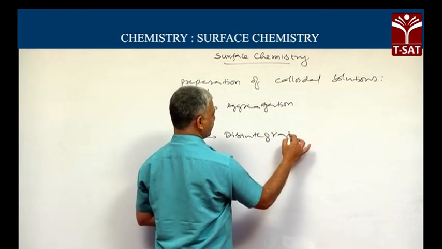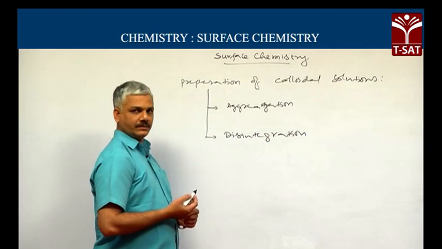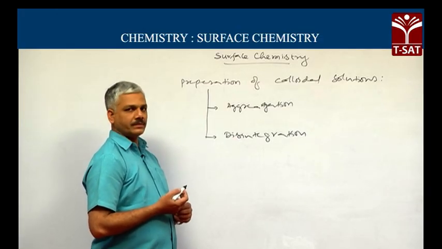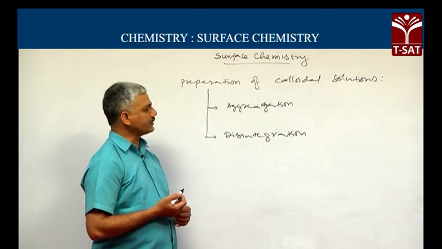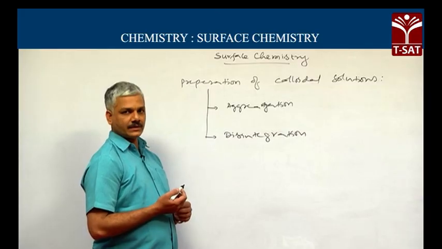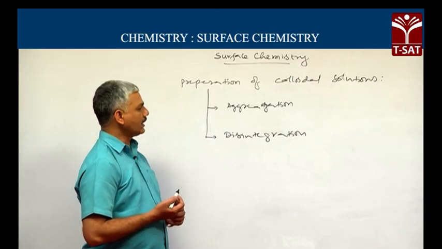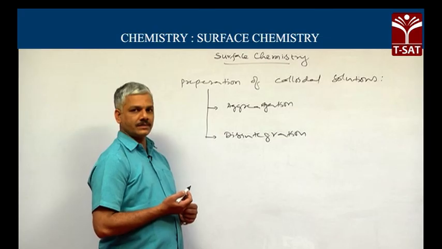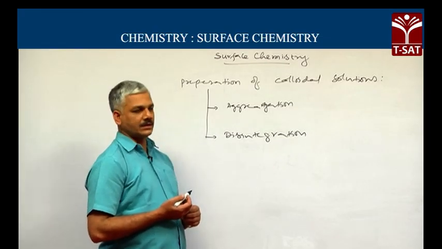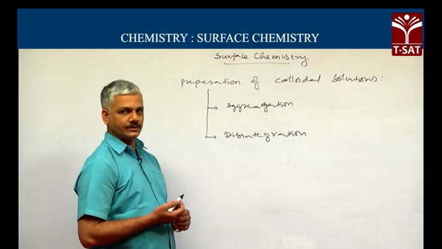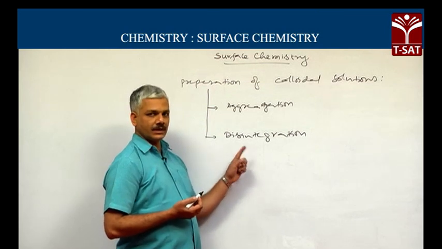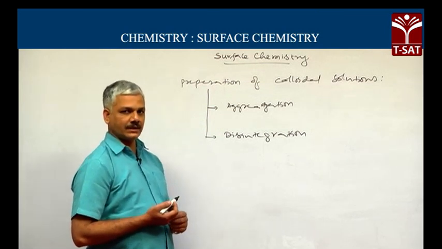Second method is known as disintegration method. In aggregation method, the solute particle size is increased to colloidal dimension. This can be achieved by means of chemical reactions like oxidation, reduction, precipitation, etc. In disintegration methods, the particle size is reduced to colloidal dimensions. It can be achieved both by physical as well as chemical methods.